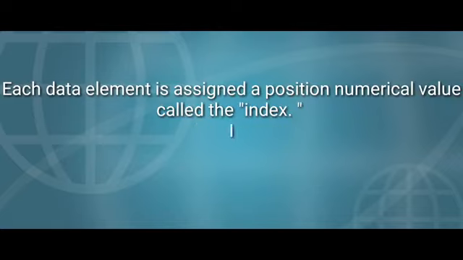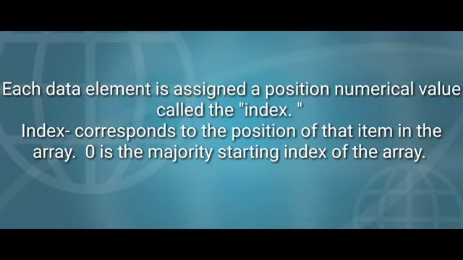Here's an image of a simple array of size 5 containing elements 4, 5, 6, 7, and 8. Each data element is assigned a numerical position value called the index. Index corresponds to the position of that item in the array. 0 is the most common starting index of the array.